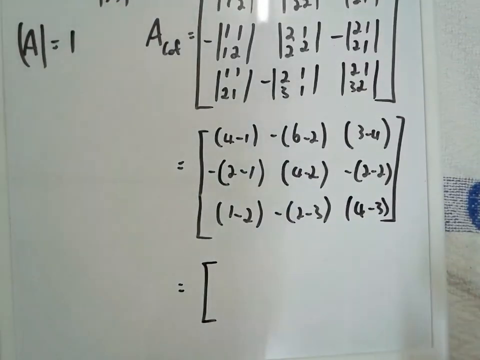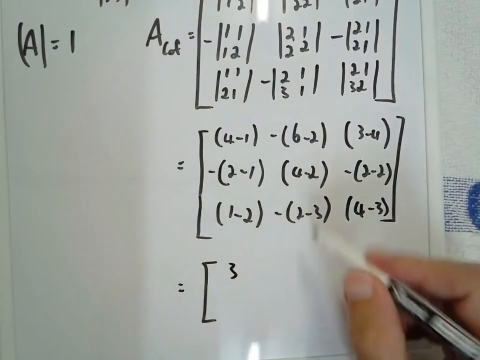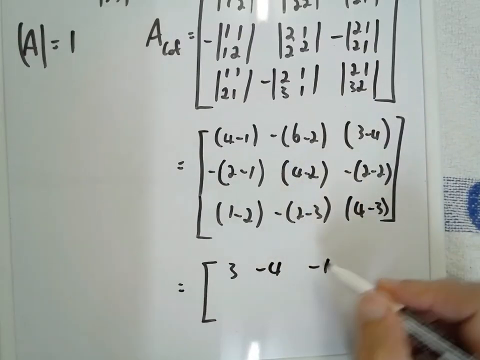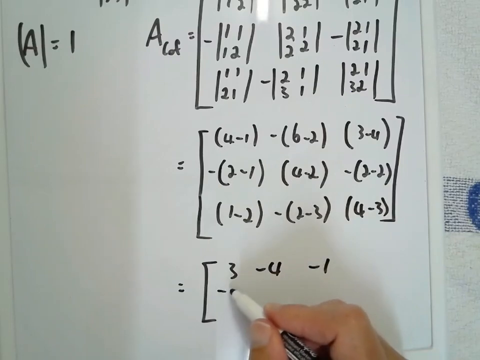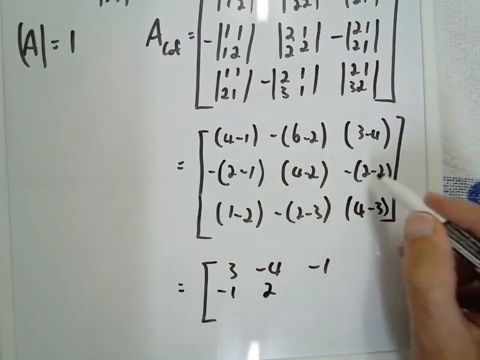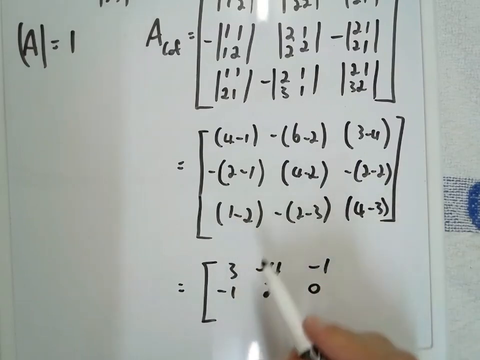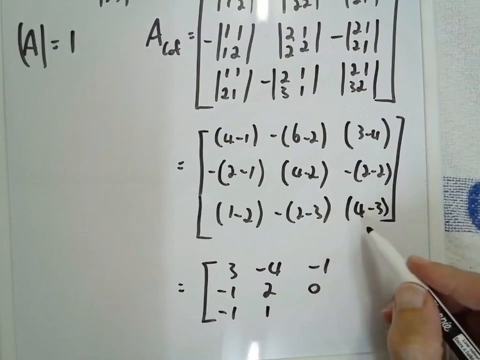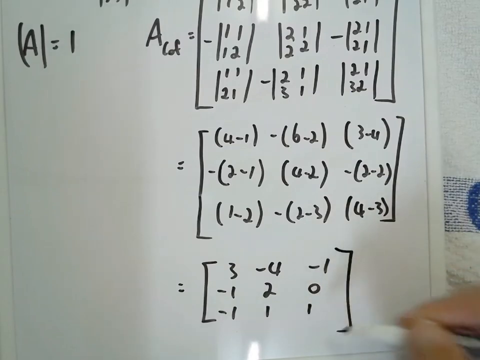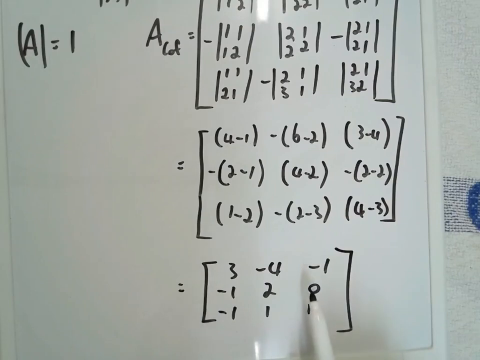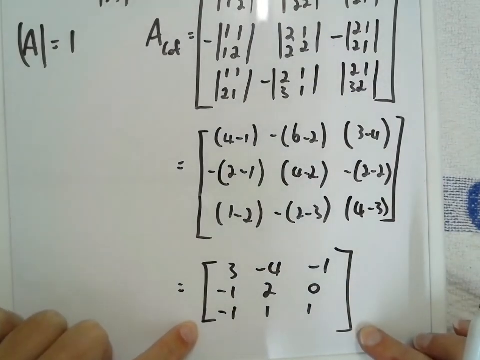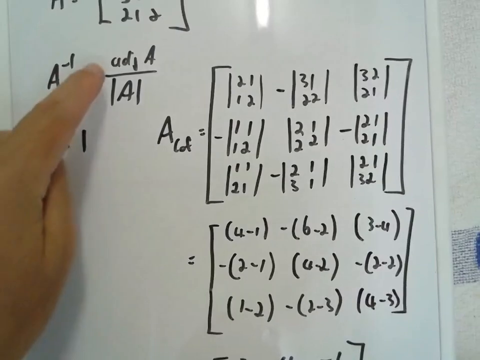Let's get some room here. 3 minus 4 minus 1, minus 1, 2, 0, minus 1, 1, 1 becomes our cofactor matrix. But we're wanting the adjoint of A.